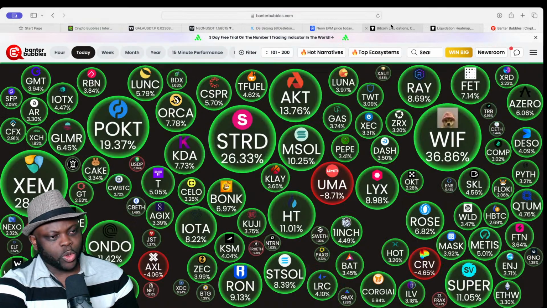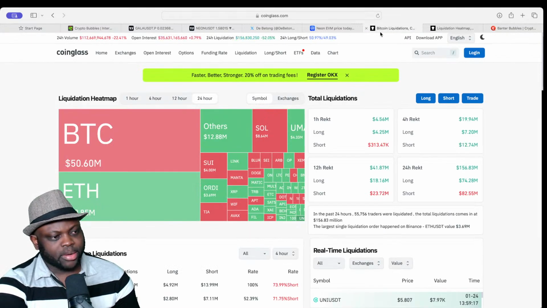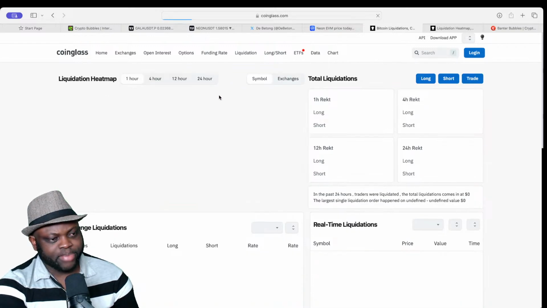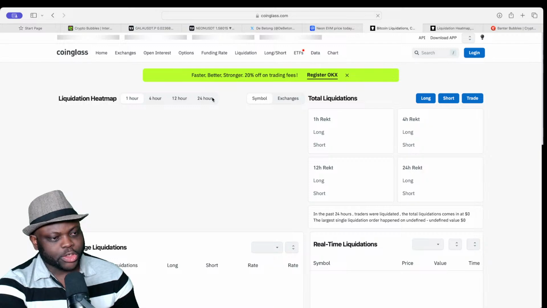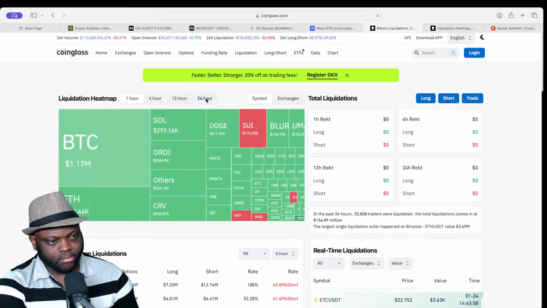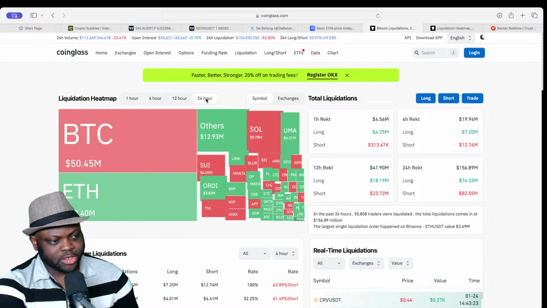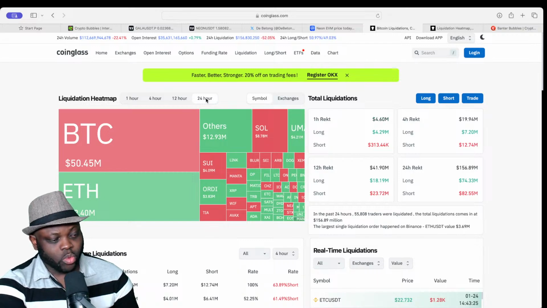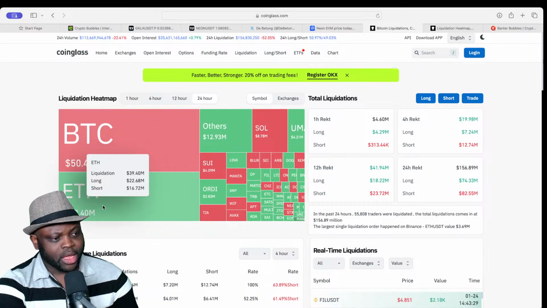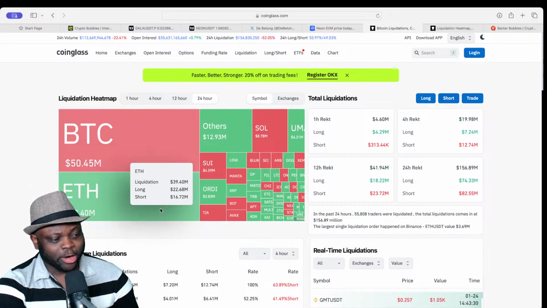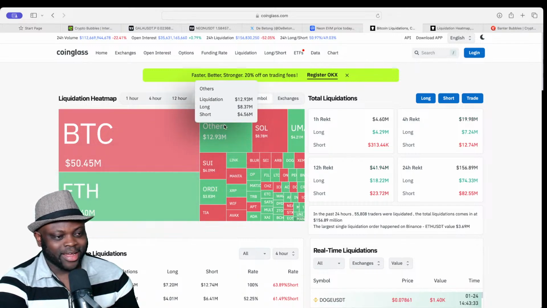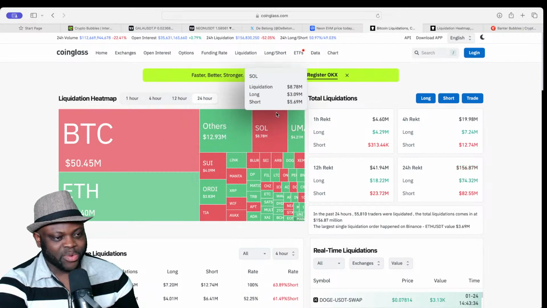And there's something here I also want to see, which is the liquidation heat map. Let me refresh this and let's see for the past 24 hours how much Bitcoin has been liquidated. 50 million. Wow, 50 million short liquidation. And Ethereum we have 39 million long liquidation. Then others we have 12 million. So now we have 6 million.